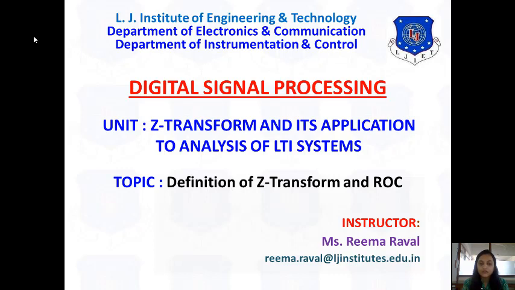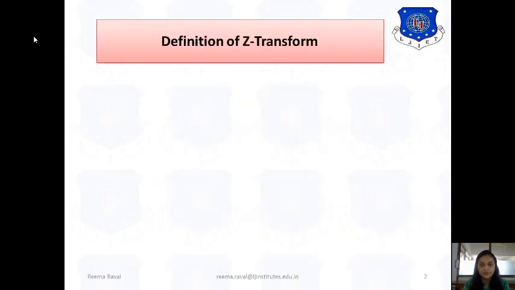In today's session, we are going to see the topic Definition of Z Transform and ROC from the unit Z Transform and its applications to analysis of LTI systems, that is Linear Time Invariant Systems. So let's start with that. Before starting, let me tell you that this chapter is very important for you in this subject. The Z transform concepts will be there in the next subjects or your further semester subject as well. So please be attentive with this.